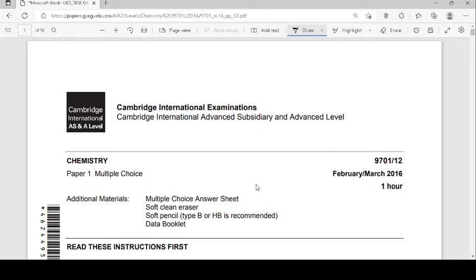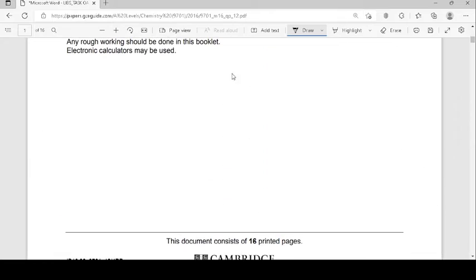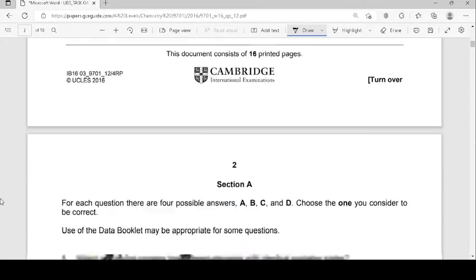Solving February March 2016 paper 1-2. The reason for that is I just felt like revising my AS chemistry knowledge, and perhaps it will be of benefit to some of you as well. I hope so. So let's start. 9701 March 16 paper 12.